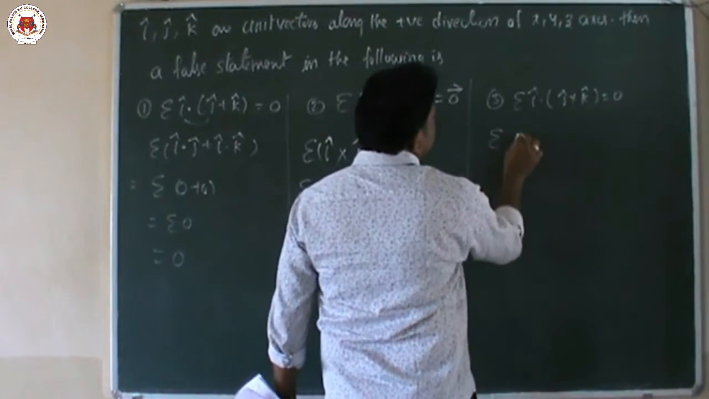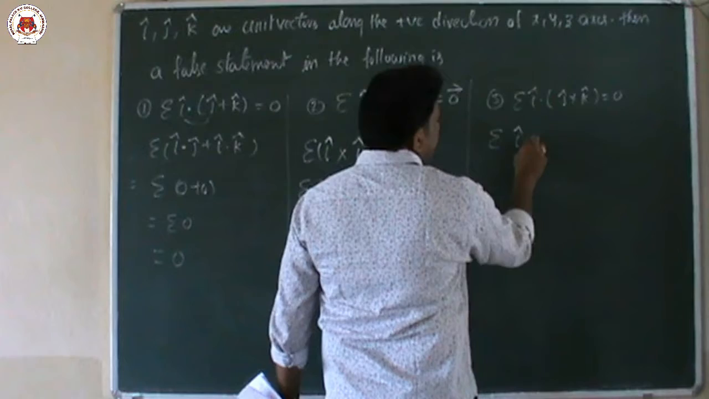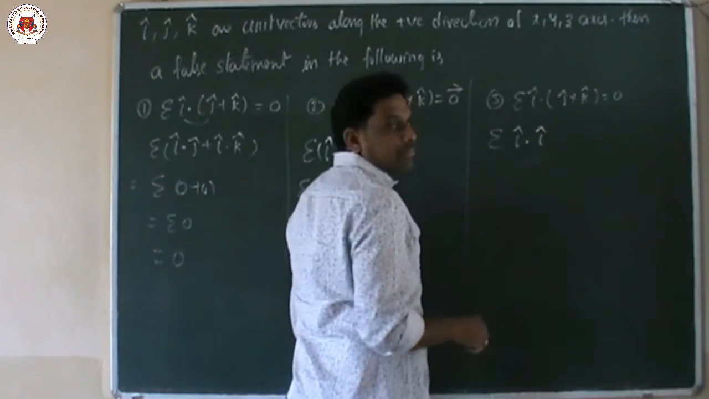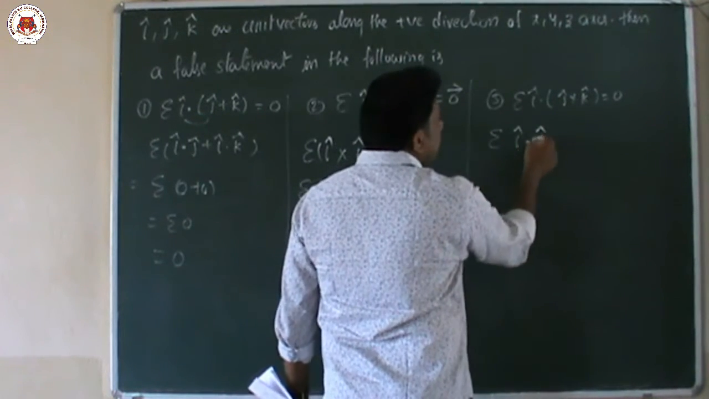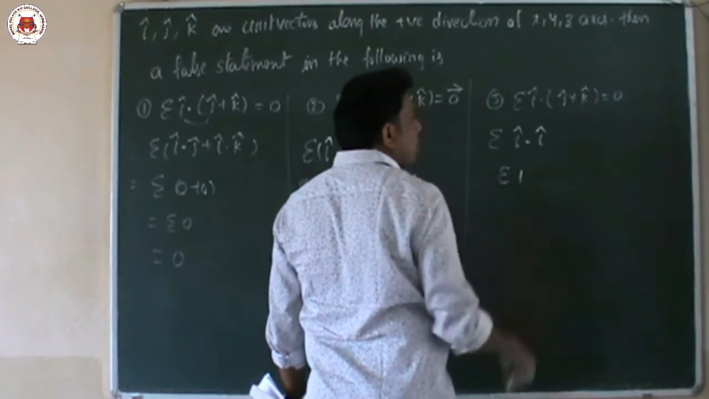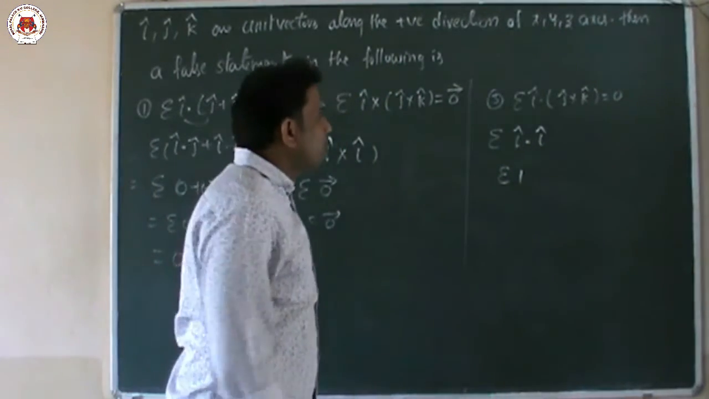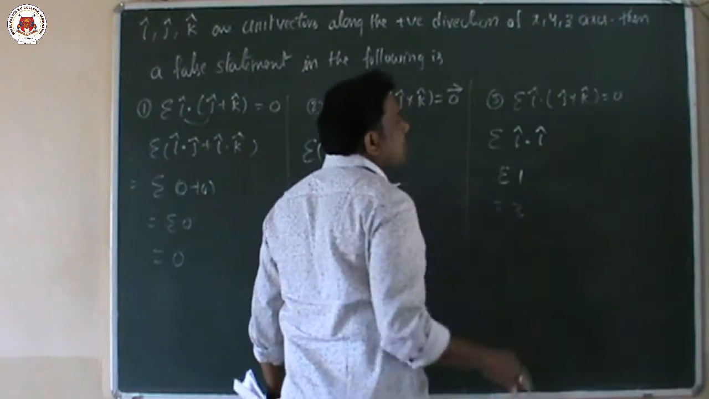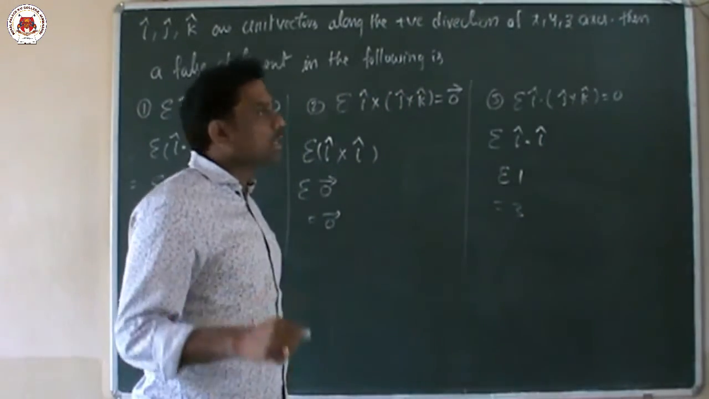In this third one, the summation of i cap dot j cap cross k cap is nothing but i cap dot i cap. Just now I said i cap dot i cap value is 1. Summation of 1 means the answer is equal to 3, because the summation has 3 terms that we have to write.